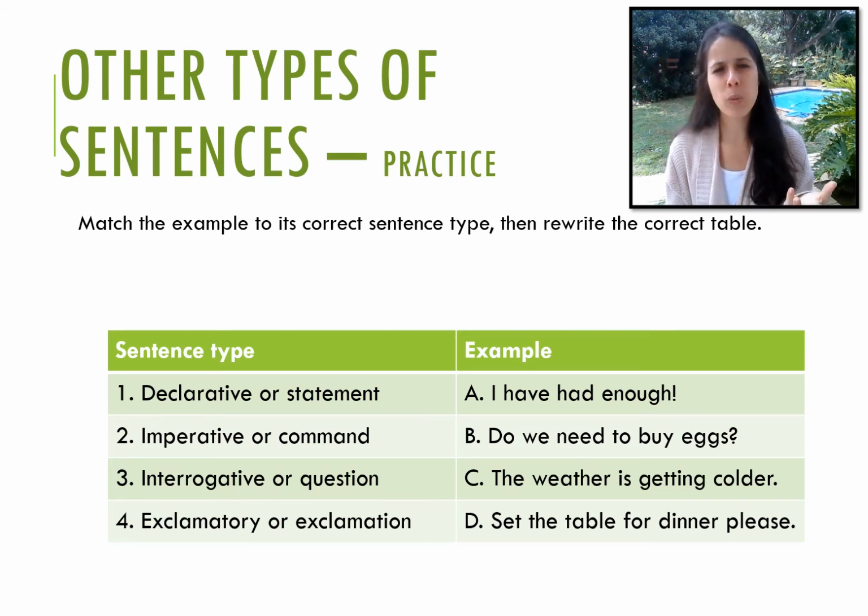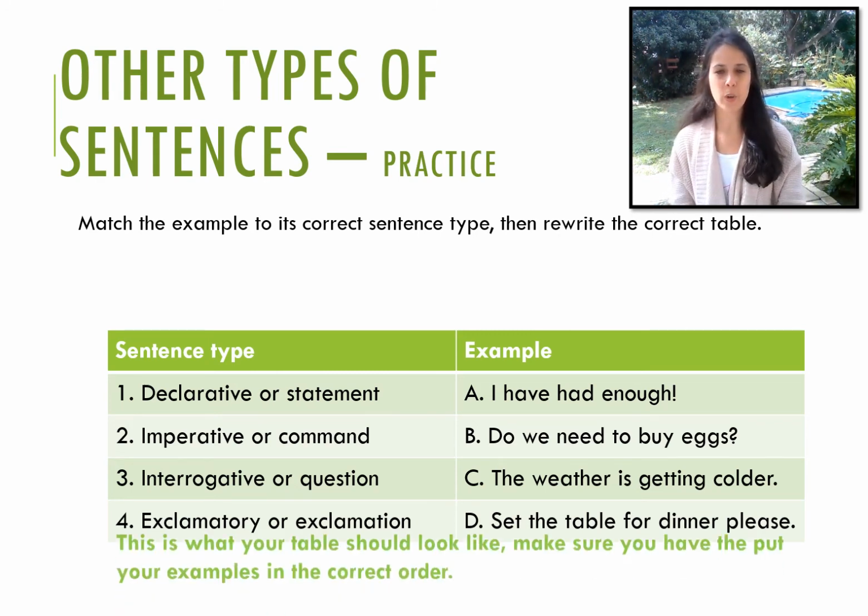Remember I said when you're working in your workbook, mistakes are okay. They're there for us to learn from them. We learn from them so that later when we do a test, we can do better. So I want you to pause the video, take down your correct table. Remember the left-hand side stays the same and the right-hand side will change. You need to put those examples next to their correct sentence type. Pause the video and then you can play once you are done.